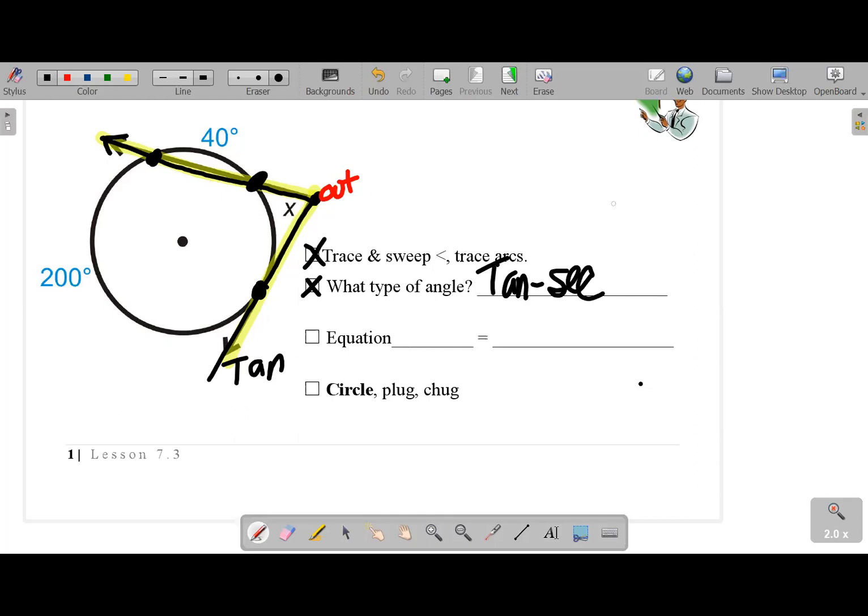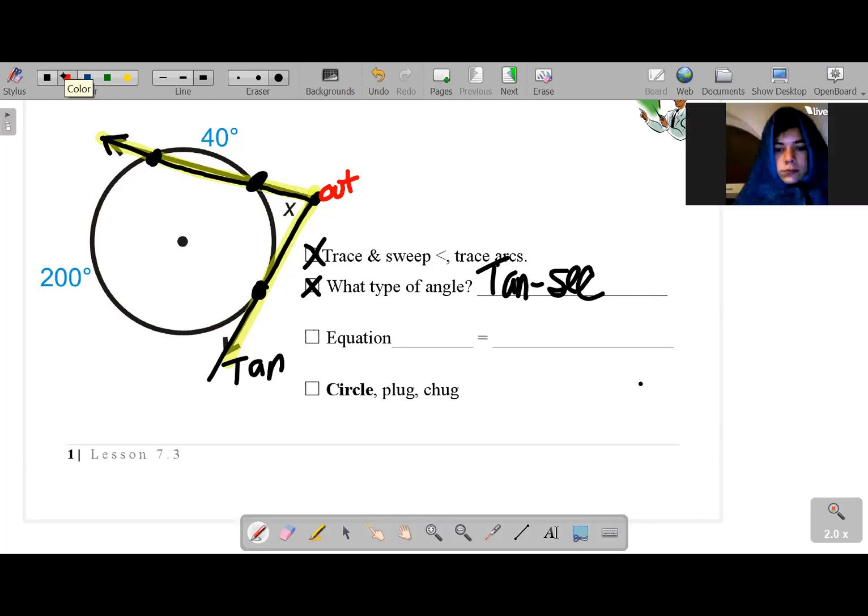10 seconds, folks, and I'm going to ask someone for the equation. Hannah Gill, what's the equation for a tan secant? You said tan secant, right? Yes, ma'am. Oh, it's in my notes somewhere. I'm looking at my notes right now.